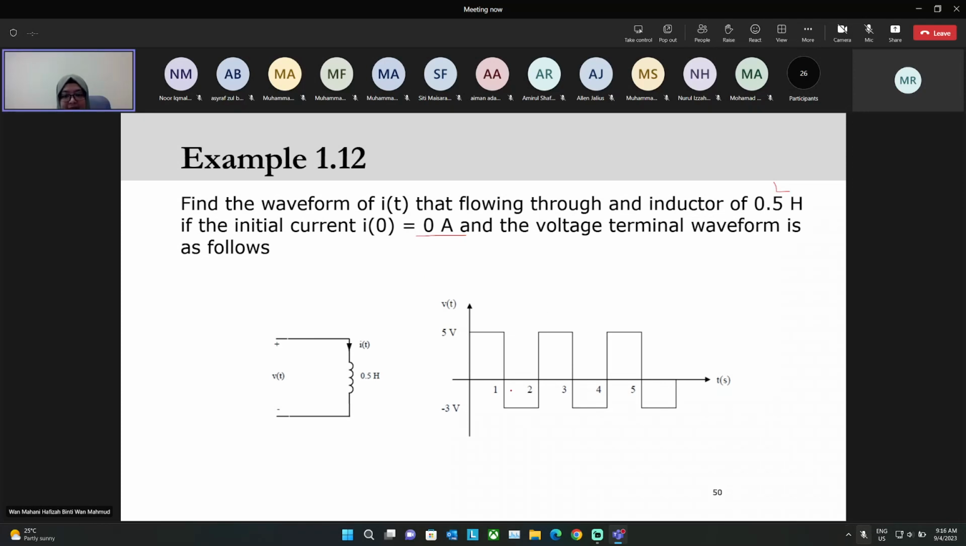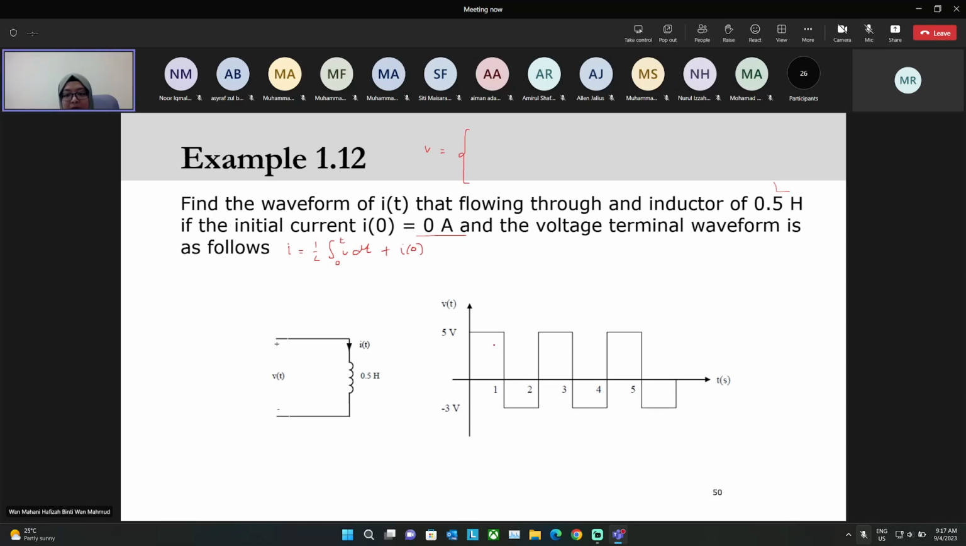Voltage terminal is like this. Okay. So dia minta I. You nak kena cari V. So ini complicated lah. Ini yang melibatkan integration tu. Yang equations mana? I equals to 1 over L integration from 0 to T V dt plus I 0. Equations ni. Sebab dia minta current dia bagi V. So ini macam biasalah. First step adalah you have to read the graph first. Baca graph. V. Graph dia. Nak tulis kat mana ni? Kat sini lah. Boleh V.